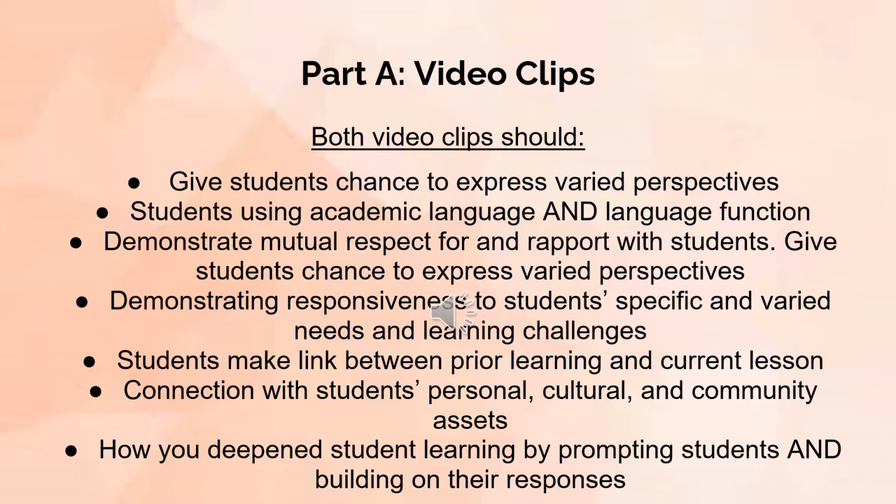The second thing is that you have to demonstrate mutual respect and rapport with students. You have to show that you have a positive environment and a good relationship with your students. You also need to give students a chance to express varied perspectives. It's important that you show that you're accepting and you can talk about different perspectives within your class. The third thing is that you want to demonstrate responsiveness to student-specific and varied learning needs.